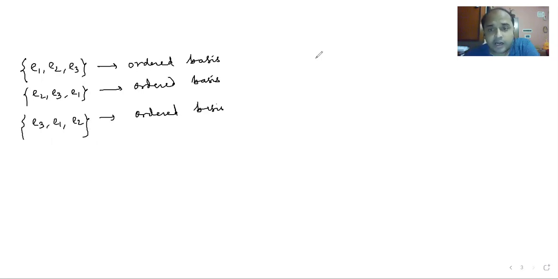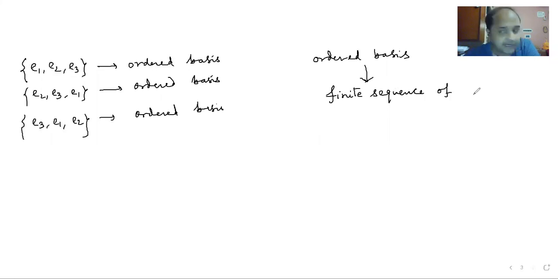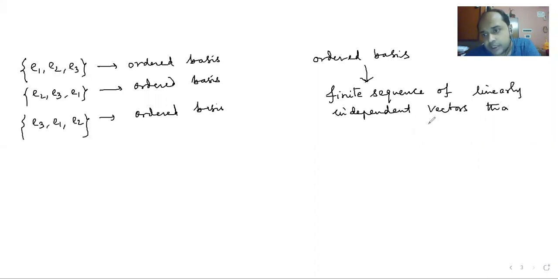These are called ordered bases because an ordered basis, according to your book, means a finite sequence of linearly independent vectors that generate the vector space. So each of these generates the vector space.